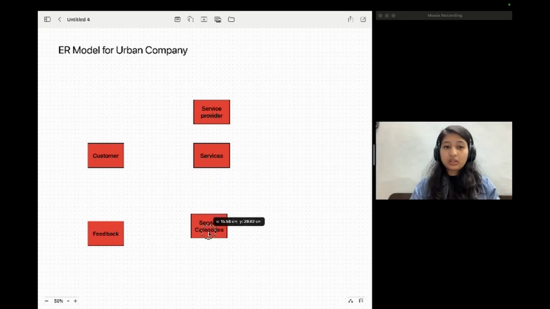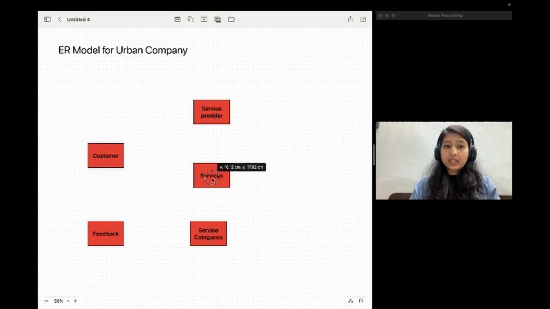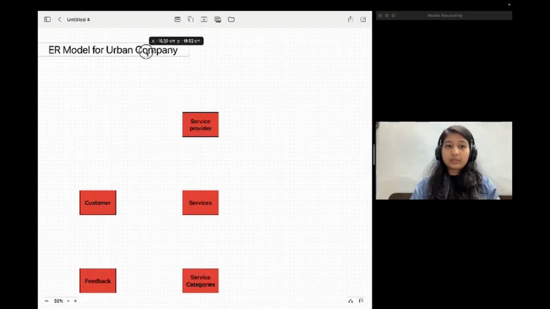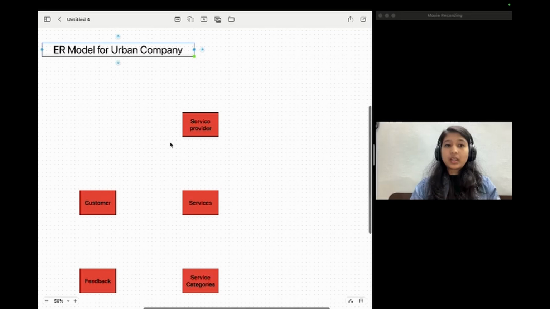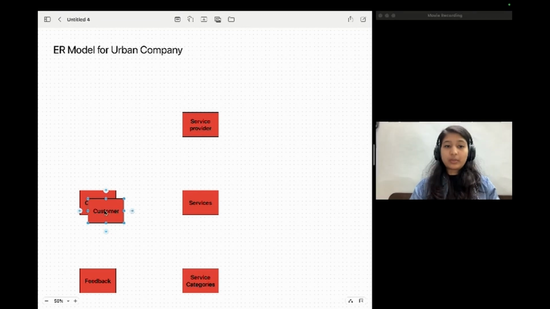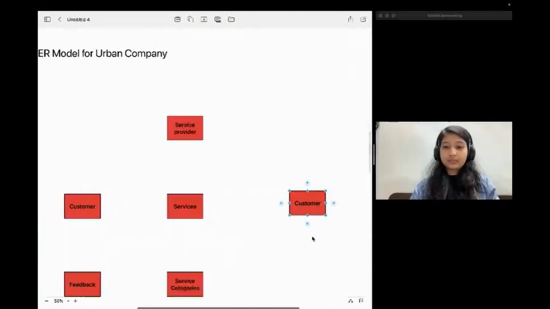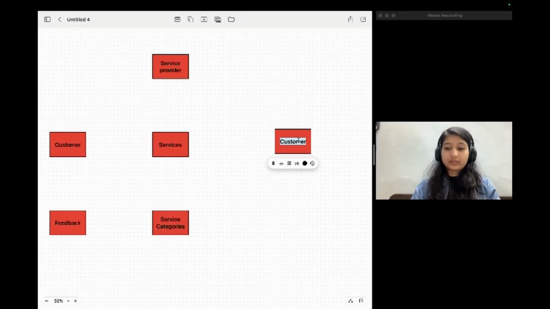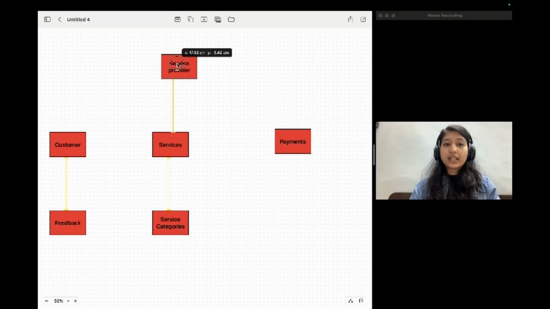Moreover, payment. Payment is really very important. So let's make an entity here for payments as well. Now, how are they interlinked with each other? Let's make their relationships as well.